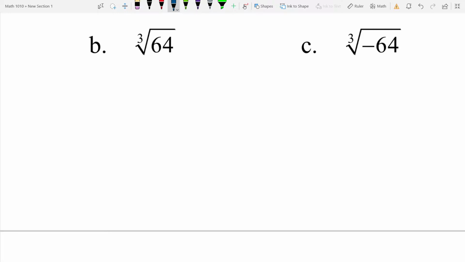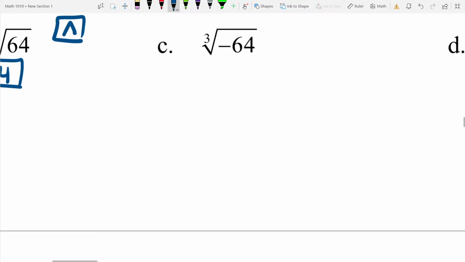Everybody listen to how you put this in your calculator. Everybody go 3 and then hit second. Then you're going to hit the up arrow button, the caret button, which is down 4 buttons. Then you're going to put in 64 and hit enter, and you get a 4. 4 times 4 times 4 is 64. So that makes sense.